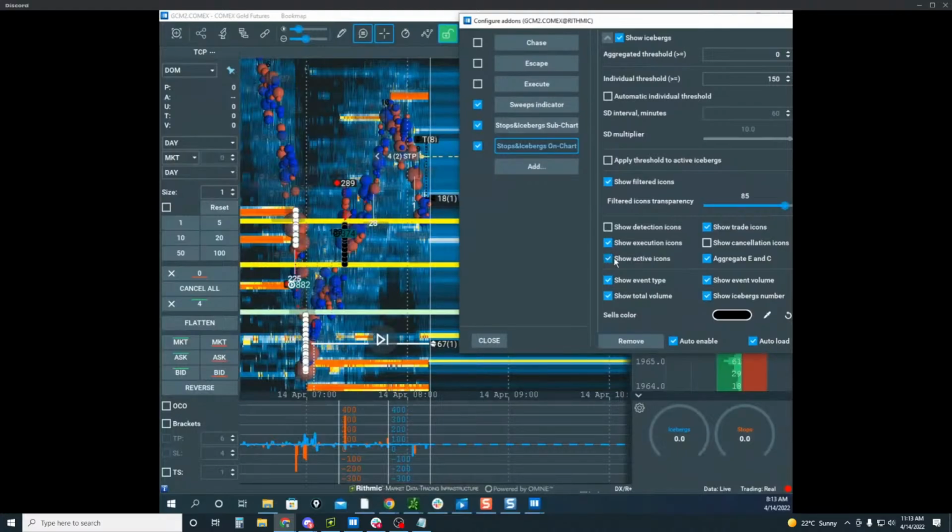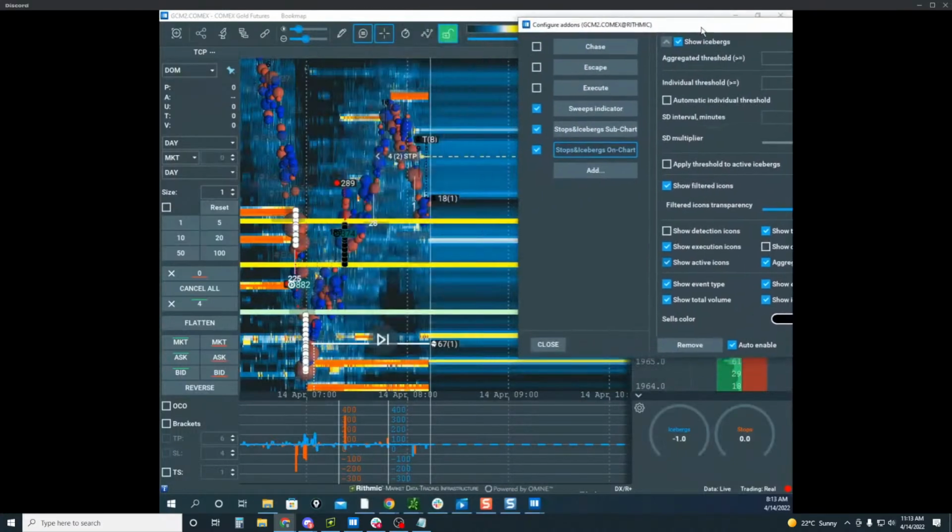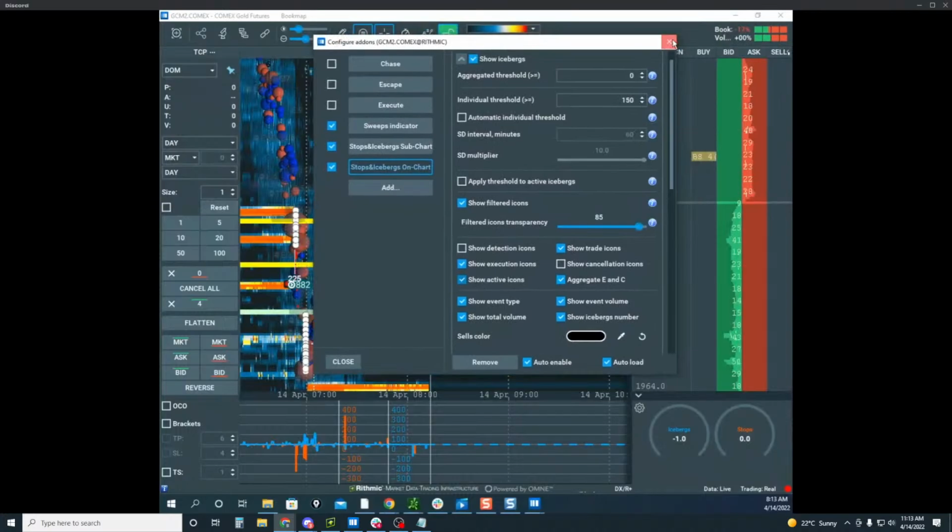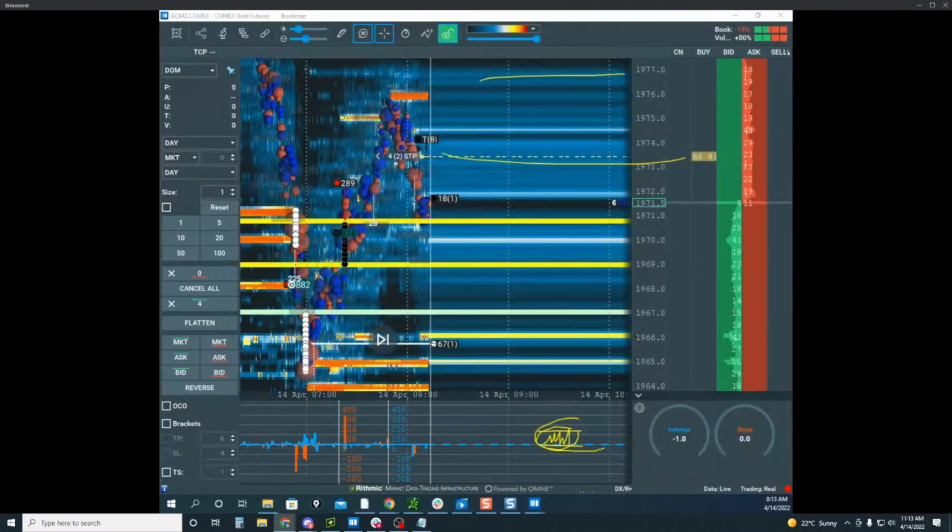You can also see when I unclick this, how it disappears. And you also see how they may move it, and you'll see all of that activity, which is pretty incredible. But this is nothing. 67 lots is not a big deal. It might be though. I mean, it could be.